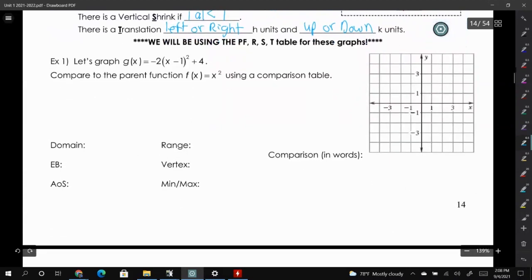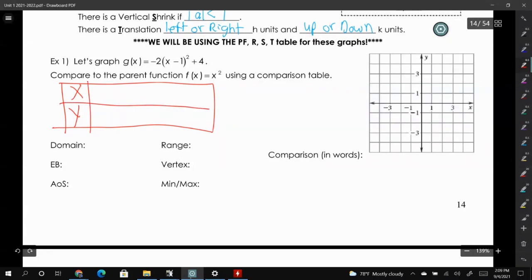Let's look at this example down here. And the first thing I'd like to do is make my table, an x-y table. And I'm going to put the vertex in the middle. The vertex here is (1, 4). And then going up by 1, so 2, 3. And then down by 1, 0, and -1.